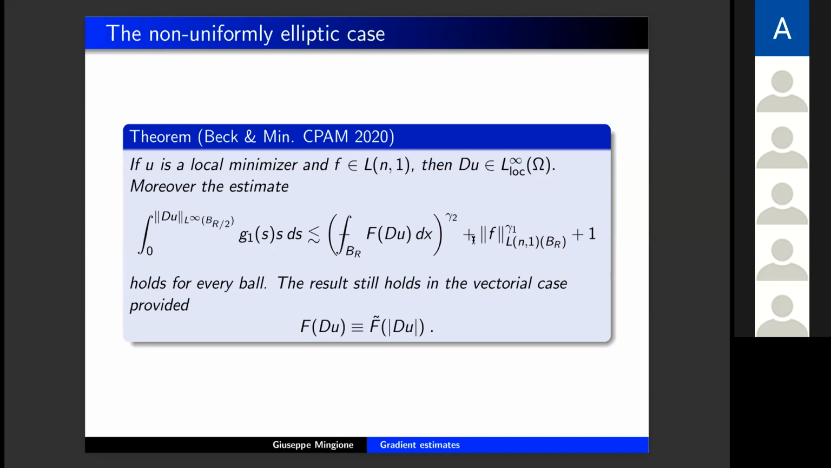So this a priori estimate looks a bit weird at the beginning because, okay, on the right-hand side you get what you expect. You get the energy plus data, and the data there is in the natural norm. Then on the left-hand side you have this strange quantity, but this strange quantity is exactly what you expect. Why? Because, for instance, in the case of the P Laplacian operator, G1 is t to the p minus 2. So G1(s) times s is s to the p minus 1. When you integrate, this is Du in L to the p norm. So that's exactly what you expect. This result is valid both in the scalar and in the vectorial case.